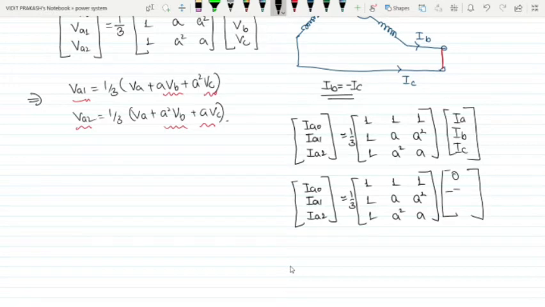This IB is equal to minus IC, and IC will remain the same. So we can tell that IA0, the zero sequence current, is equal to 0, because IA is 0. So this will be 0 plus minus IC plus IC, so this will become 0.